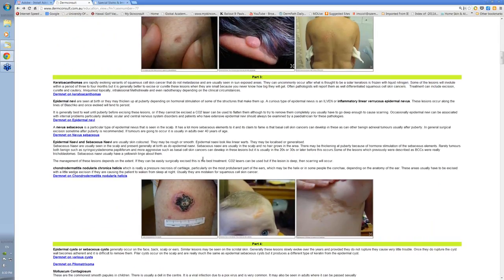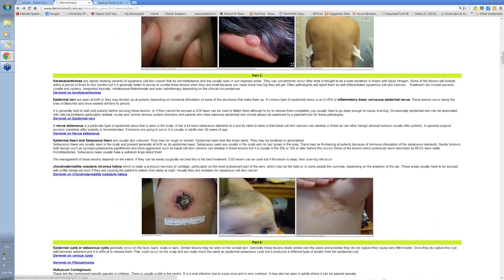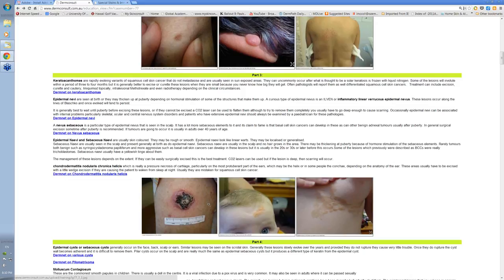Then we go on to keratoacanthomas. You're going to see a lot of keratoacanthomas. They can occur after injury, they can occur after freezing. They come up very quickly, so you need to deal with them quickly. Most of them are best excised or curetted off. Depends on the patient, depends on the site where they are.